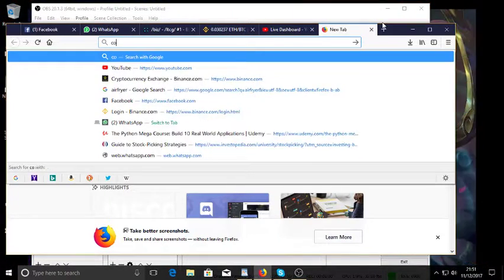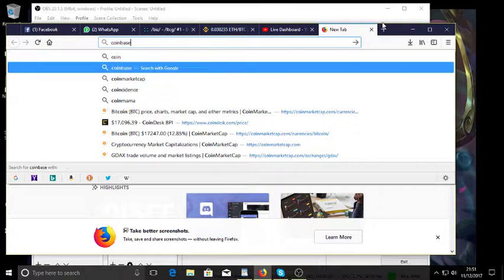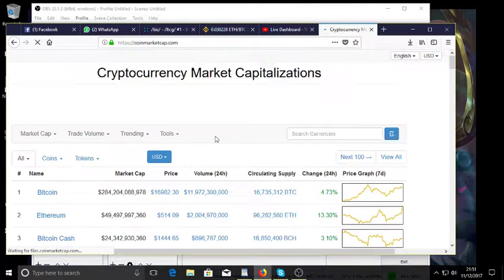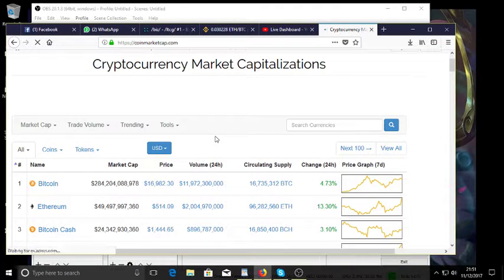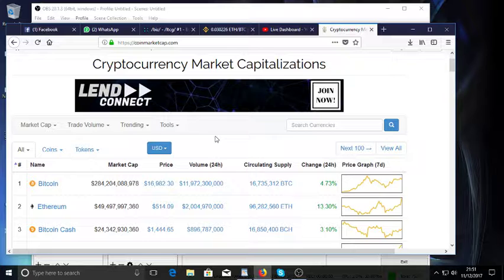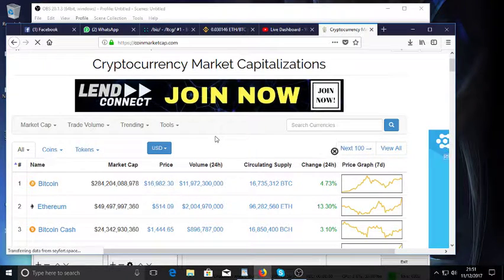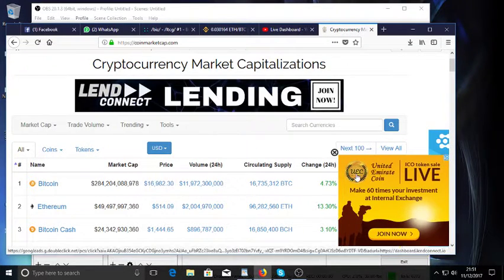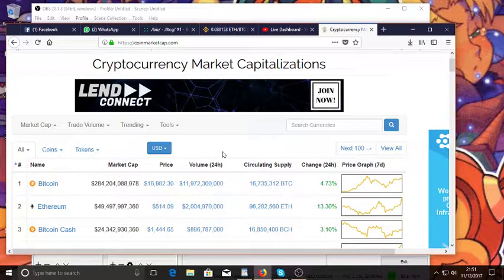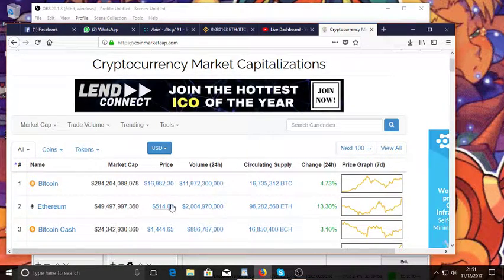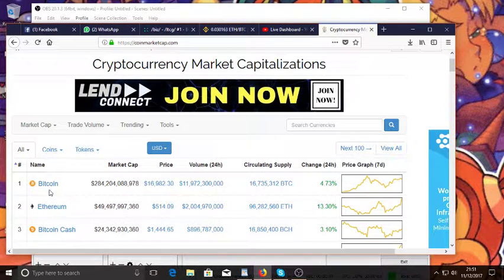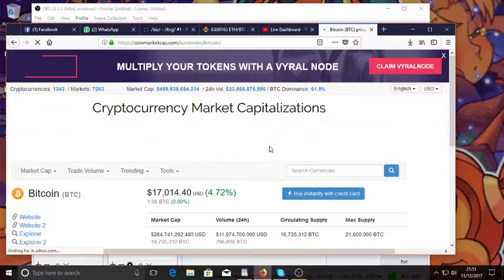Another thing I do recommend you do is go to coinmarketcap.com and pick some coins that you think will be interesting, that you really believe in. You need to do a lot of reading and find some coins that you think will do well. Head on over to coinmarketcap.com and let's take a look at Bitcoin here.